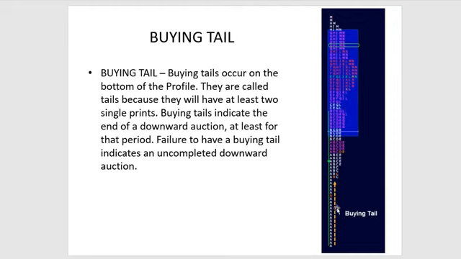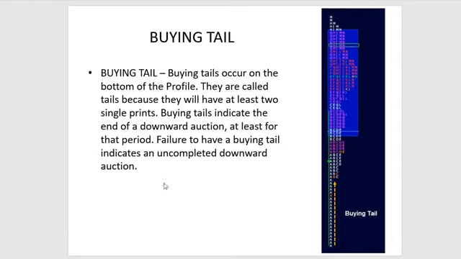day. Very valuable information. Remember, in the auction process, when the market is auctioning lower, it is looking for buyers. If the market goes lower, and it finds buyers, then you will get an excess on the low and you'll find a buying tail. Sometimes the market trades lower, and instead of finding buyers, it finds more sellers. In that indication, that means the market's going to be trading substantially lower.